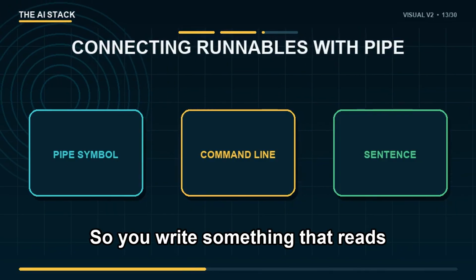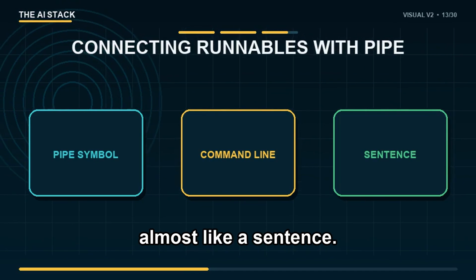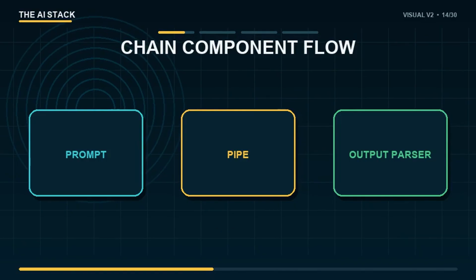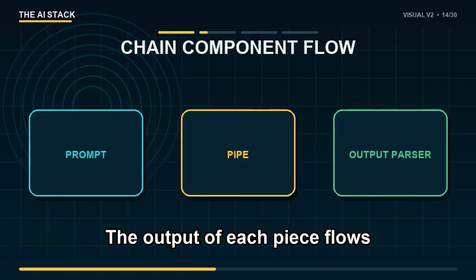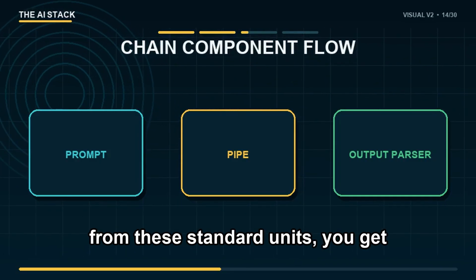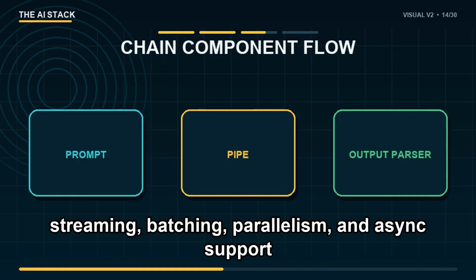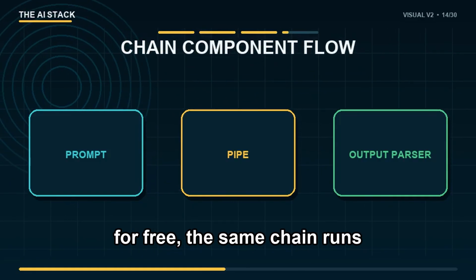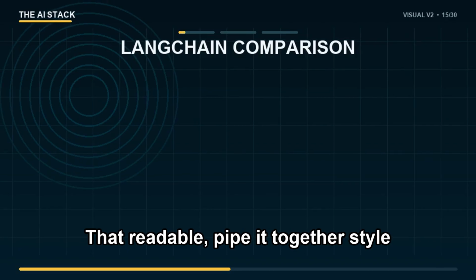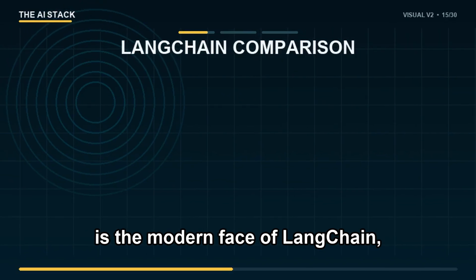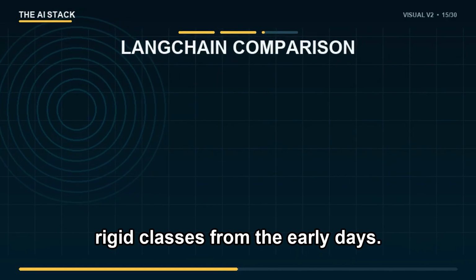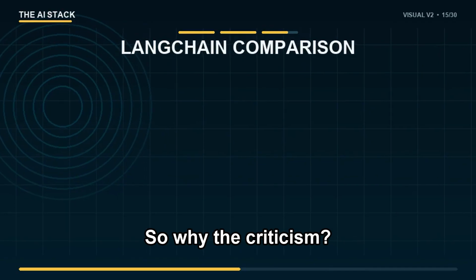So you write something that reads almost like a sentence. Prompt, pipe, model, pipe, output parser. The output of each piece flows automatically into the next. And because every chain is built from these standard units, you get streaming, batching, parallelism, and async support for free. The same chain runs in all those modes without you rewriting it. That readable, pipe-it-together style is the modern face of LangChain, and it replaced the clunkier, more rigid classes from the early days.